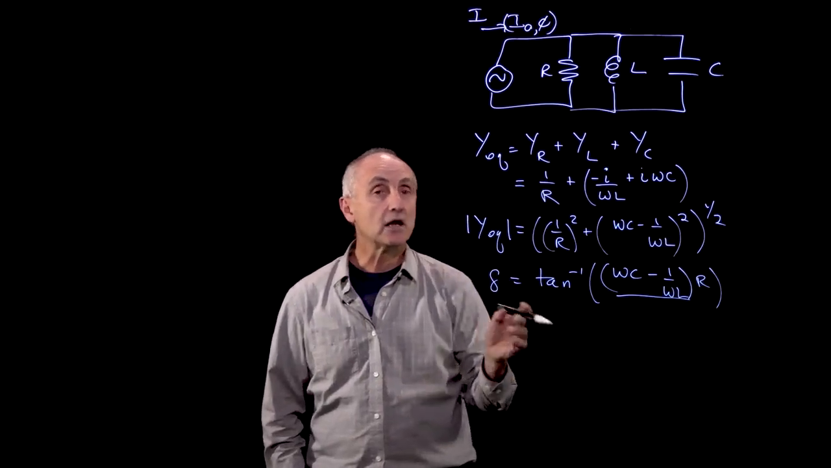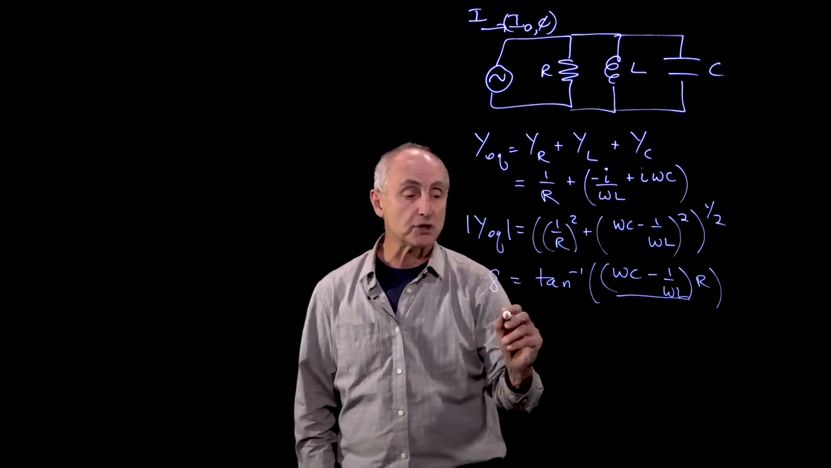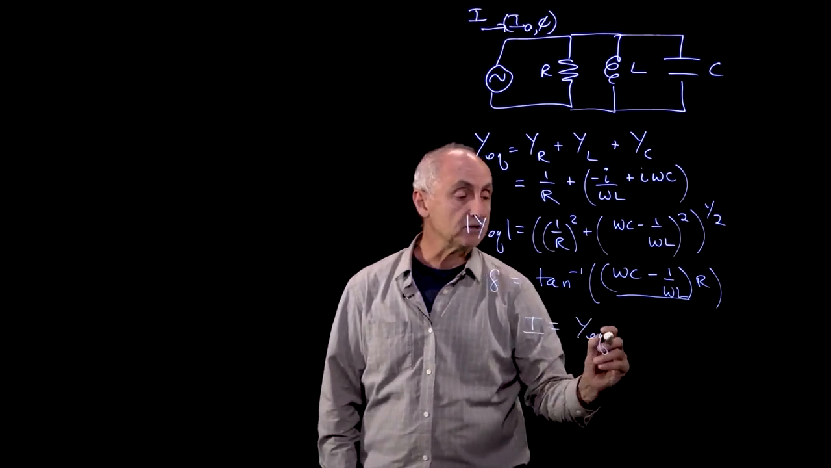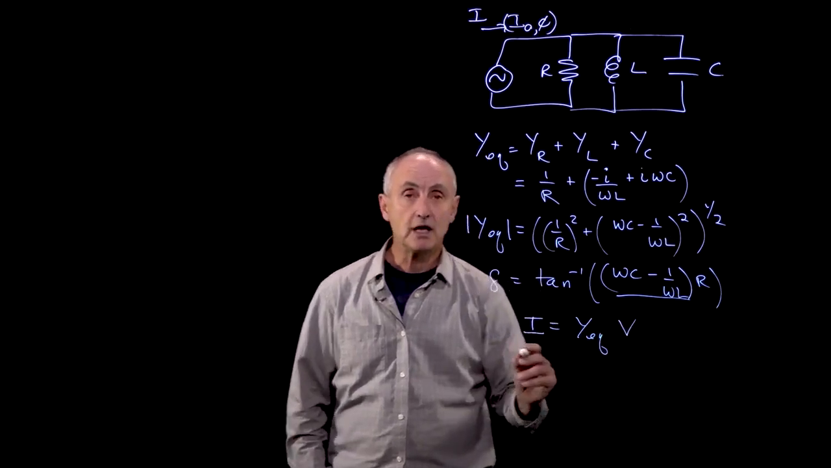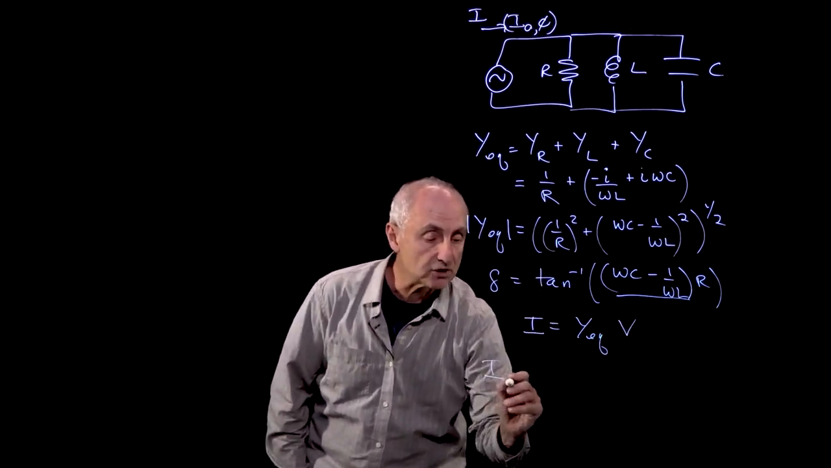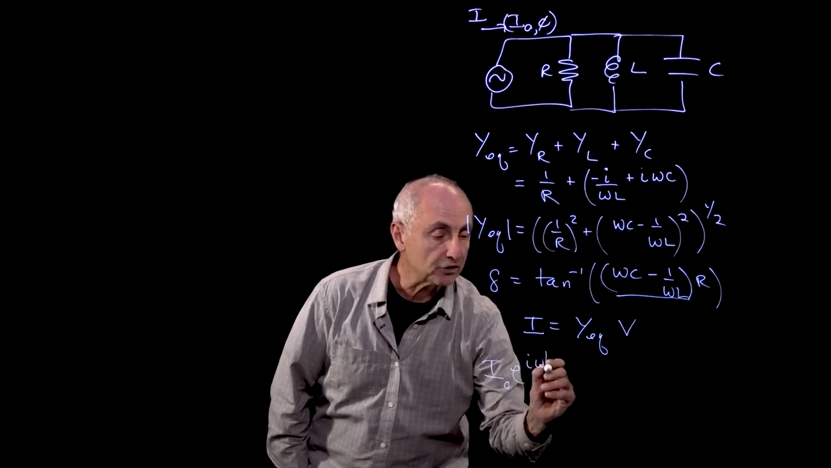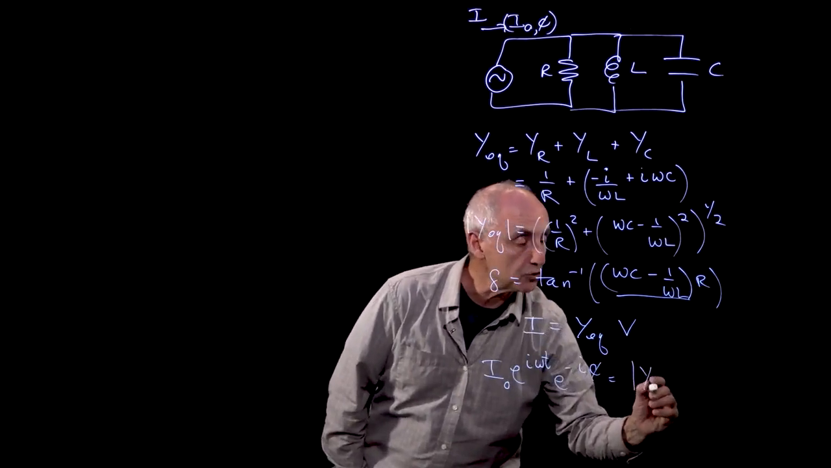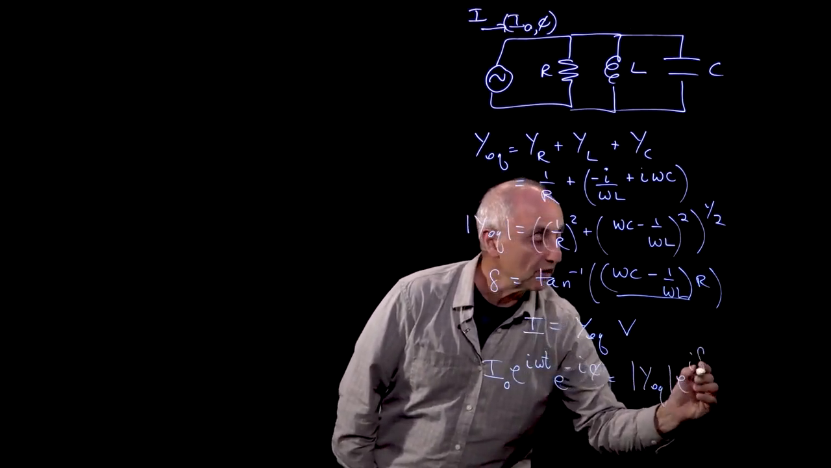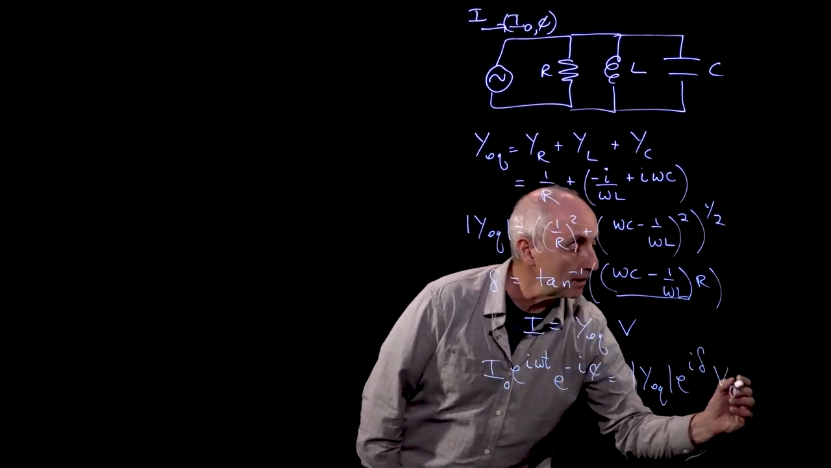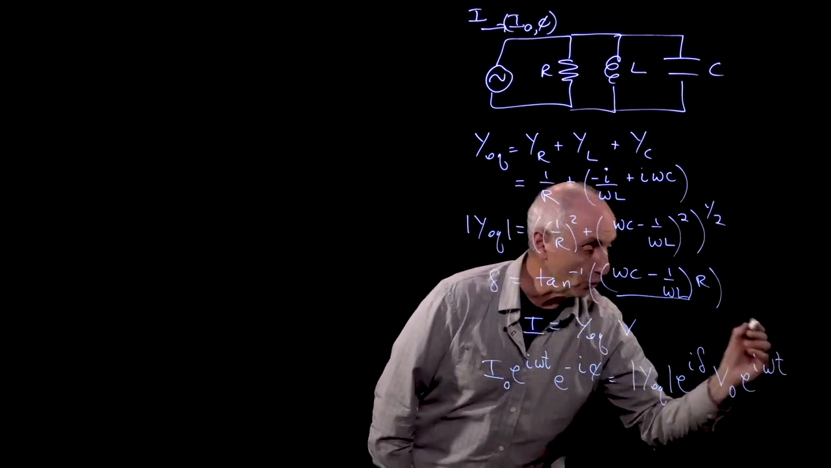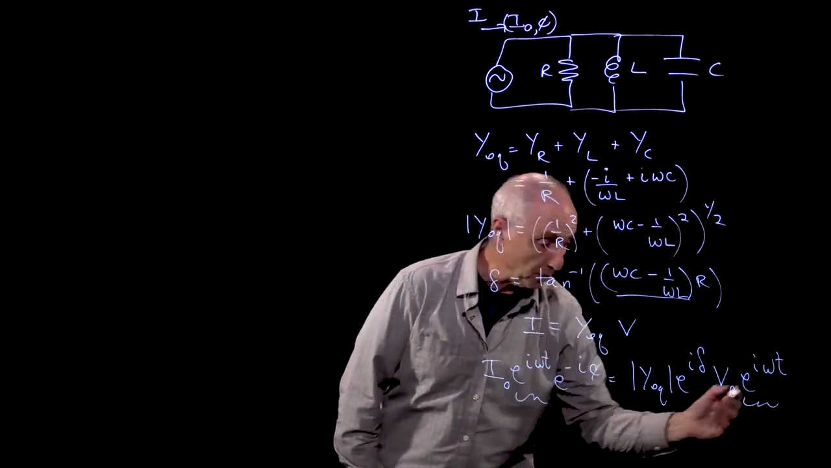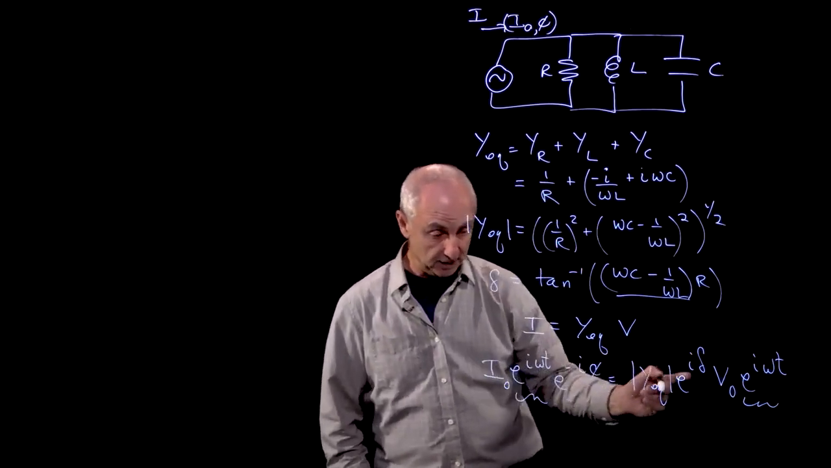Now, to analyze the current, we're going to use the relationship that the current is equal to the equivalent admittance times the voltage. And just to show you how we do these calculations, we have I naught, oscillatory part, phase, is equal to amplitude, phase, times V naught, e to the i omega t. And once again, when we cancel out the oscillatory parts, the amplitudes must be equal.